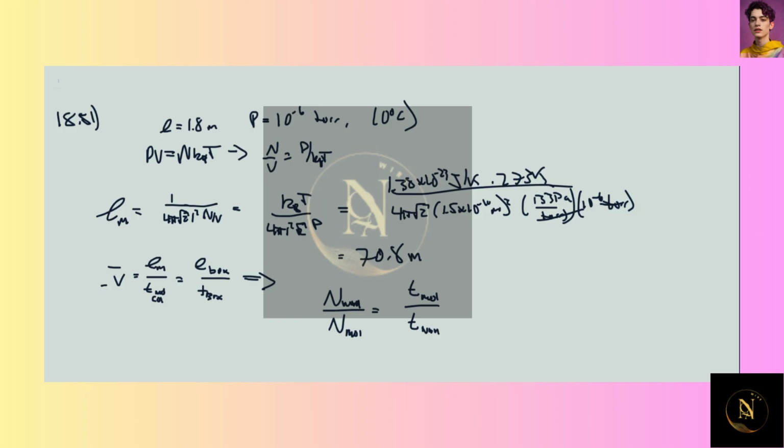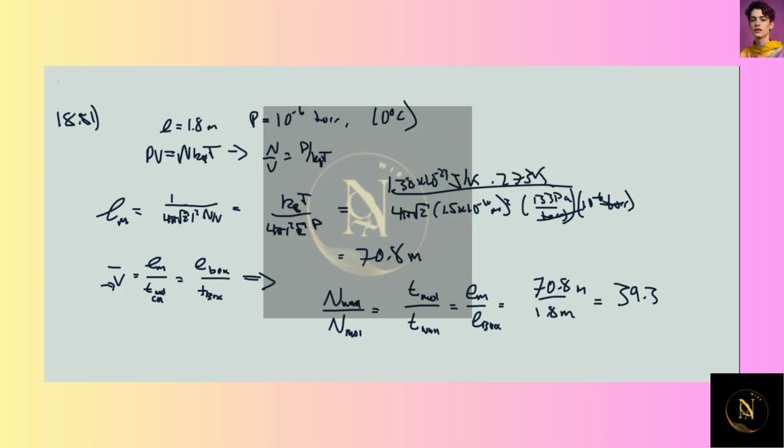And we already said that the average velocity for both is the same because they're all air molecules. So this is just the ratio in lengths. So this is the mean free path of air over the length of the box. So we can just easily solve that as 70.8 meters over 1.8 meters. And we see this is 39.3.